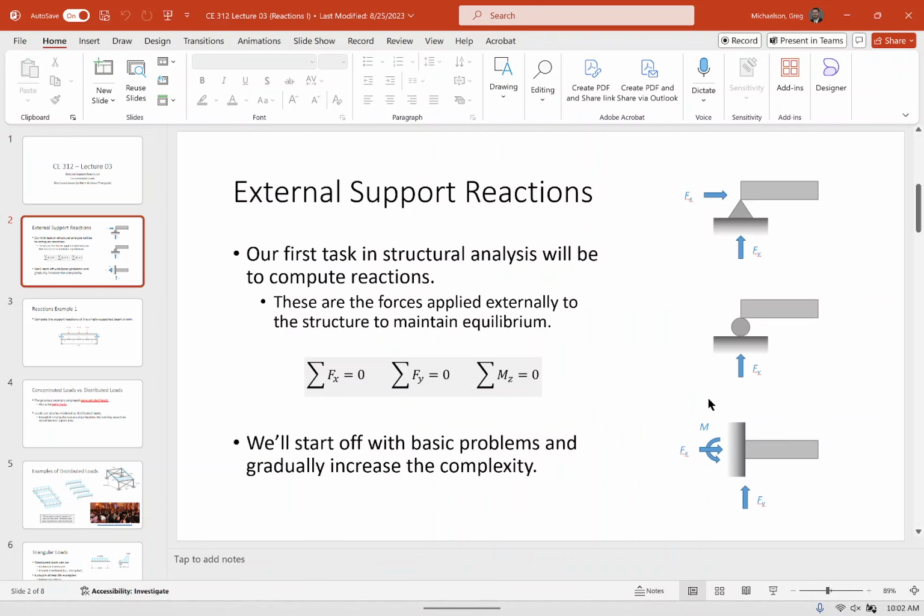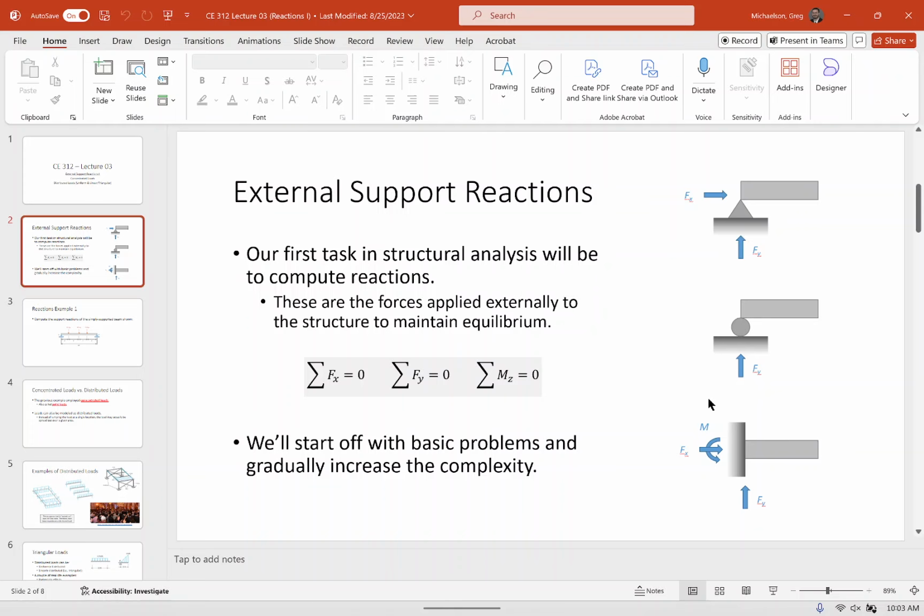Okay, so let's just recall where we left off last time. We had just discussed classification of structures, and that was really the main focus of both lecture 2 as well as that last homework. But in that lecture, we also defined our 3 most common support conditions for civil engineering structures, and that is the pin or hinge boundary condition, the roller support, and then the fixed support.